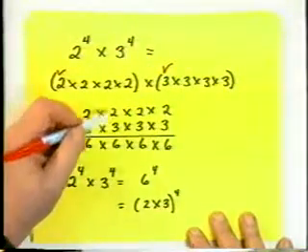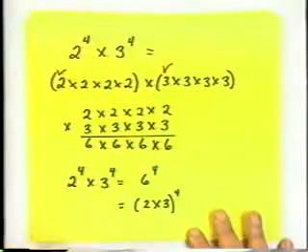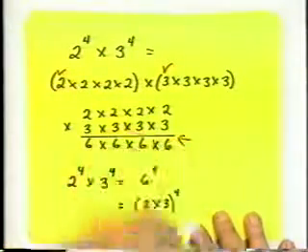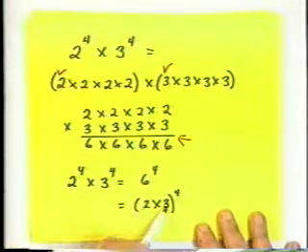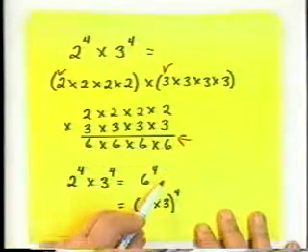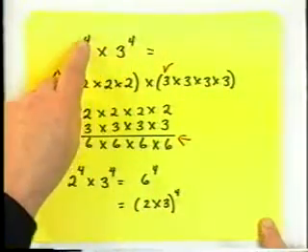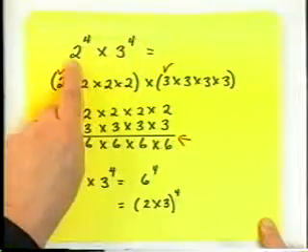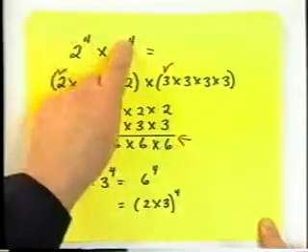See, 2 times 3 is 6, 2 times 3 is 6, 2 times 3 is 6, 2 times 3 is 6. So what do I have for the final answer? The base is 6, which just happens to be what? 2 times 3, and the exponent is 4. In other words, when the bases are different and the exponents are the same, what do you do? You multiply the bases, but you keep the exponent the same.